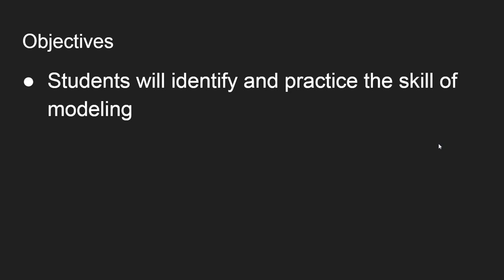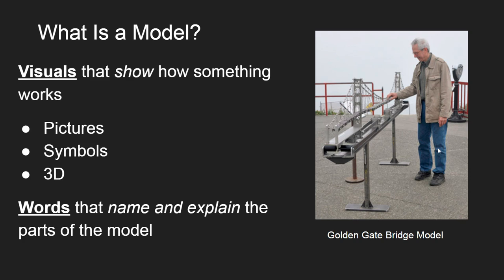Models are what we're going to be practicing on in our current project. And they are usually full of visuals. They show how something works with pictures and symbols that can even be 3D, like the bridge that you see here. They do that a lot in museums. But they sometimes also include words to help name and explain the parts of the model.